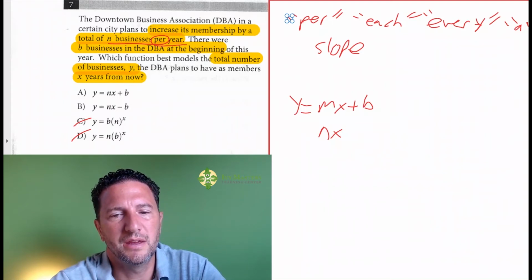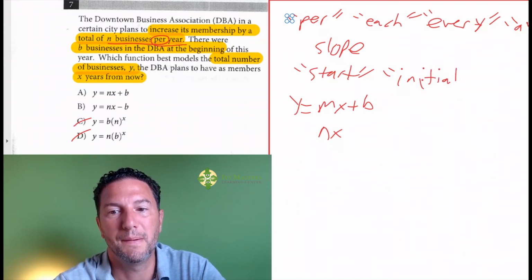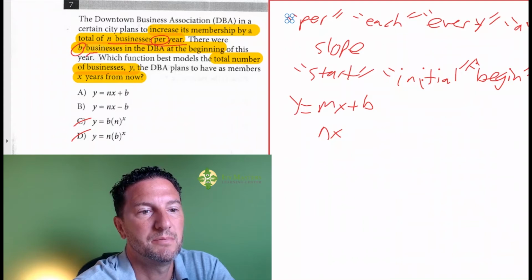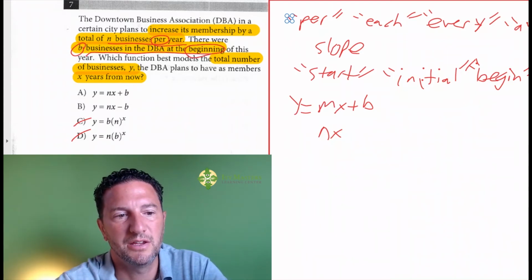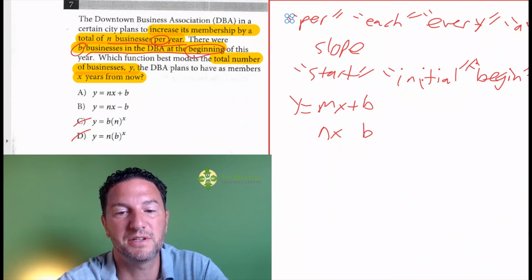The other thing is, if you see the word start in some form, start or starting or initial, or if you see the word begin in some form, then you've got your y-intercept. So notice it says b businesses in the DBA at the beginning of the year. So you know that your b is just b. So remember, y-intercept is your b here.